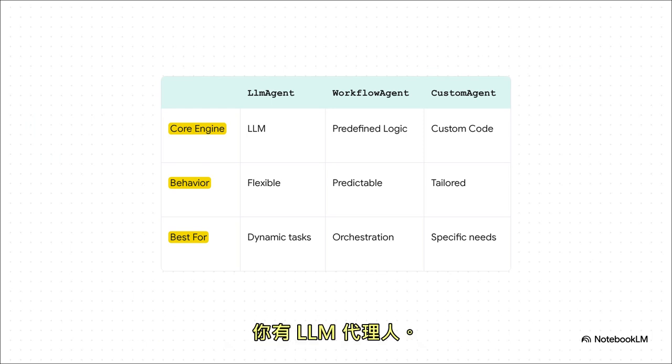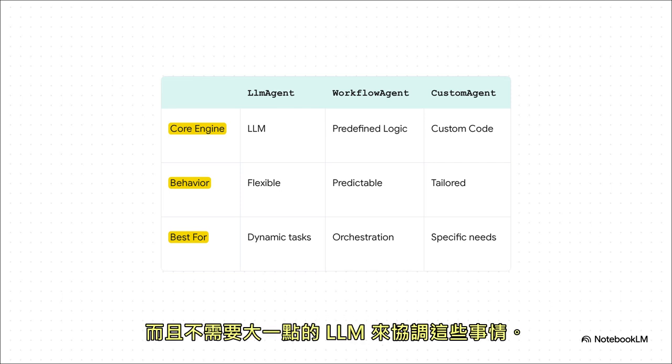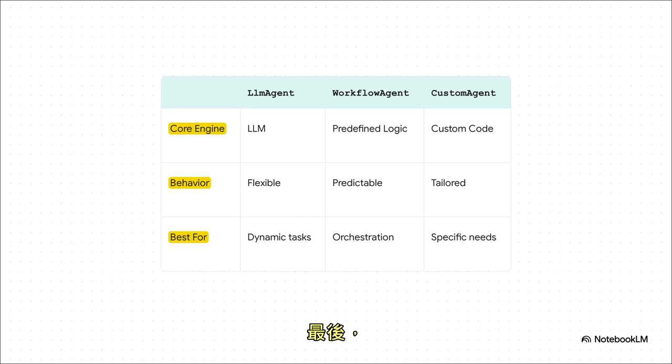First up, you've got the LLM agent. This is your creative powerhouse, your flexible thinker. It's powered by an LLM, so it's great for dynamic tasks, but its behavior isn't always predictable. Then you've got the workflow agent. This is your foreman, your project manager. It controls the flow of work. Do this, then that, or do these things at the same time. It's deterministic, it's predictable, and it doesn't need a big LLM just to orchestrate things. And finally, there's the custom agent. This is your master craftsperson. You build it from scratch to handle any kind of unique, specialized logic that you can cook up.